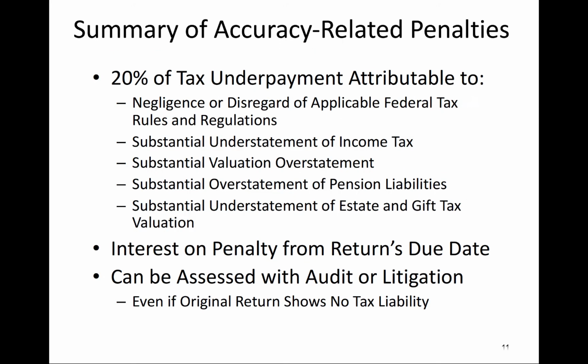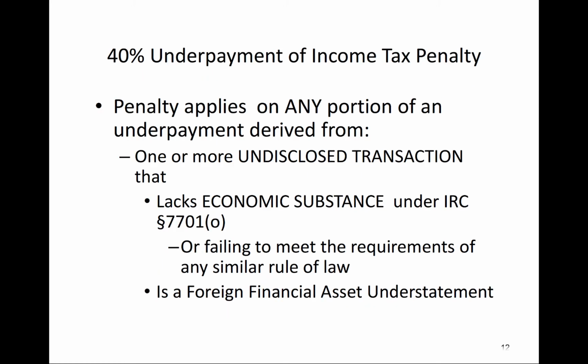So that's 20%. There's usually a 20% penalty on the taxpayer. That's the general one, and again, that might change, so you need to look at that. 40%, though, can apply to one or more undisclosed transactions that lack economic substance or fail to meet the requirements of any similar rule of law.